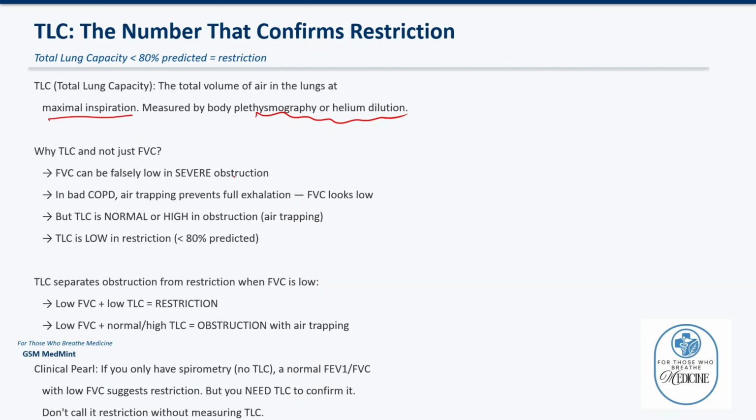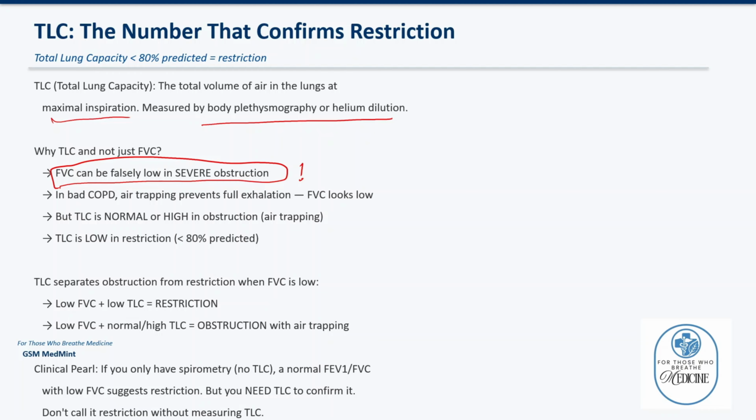Why is the TLC essential? Because the FVC can be falsely low in severe obstruction. In bad COPD, air trapping prevents the patient from fully exhaling. The FVC looks low, and the reader might think that a low FVC is a restriction. But TLC is normal or high in obstruction because of the air trapping.